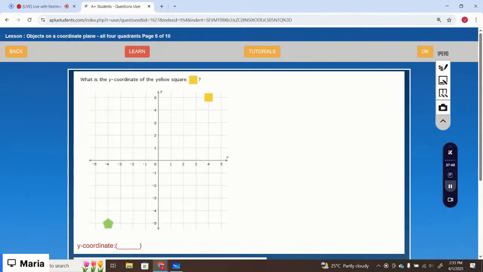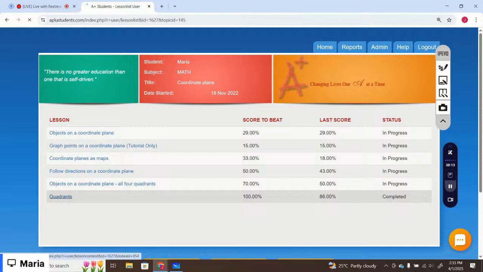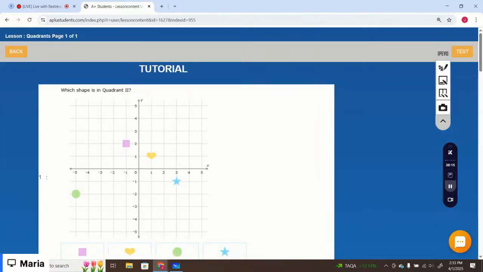Okay, you can complete the lesson by yourself for today. Let me just move on to the next lesson. The next lesson is quadrants. Let's just start with the lesson.